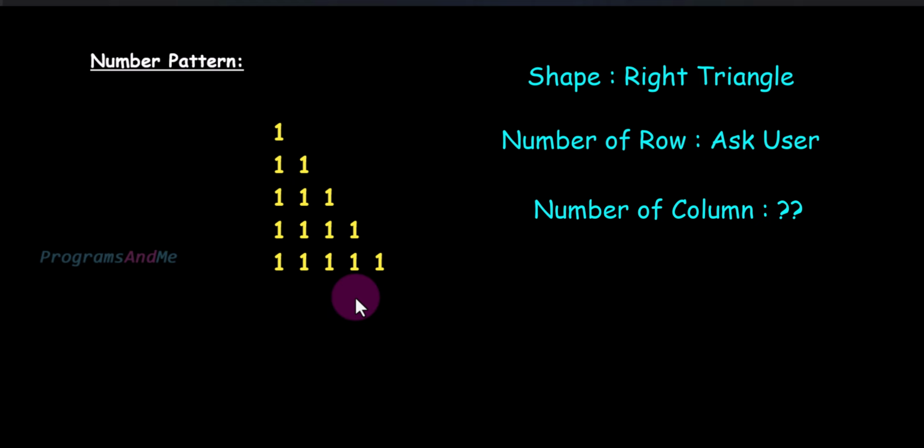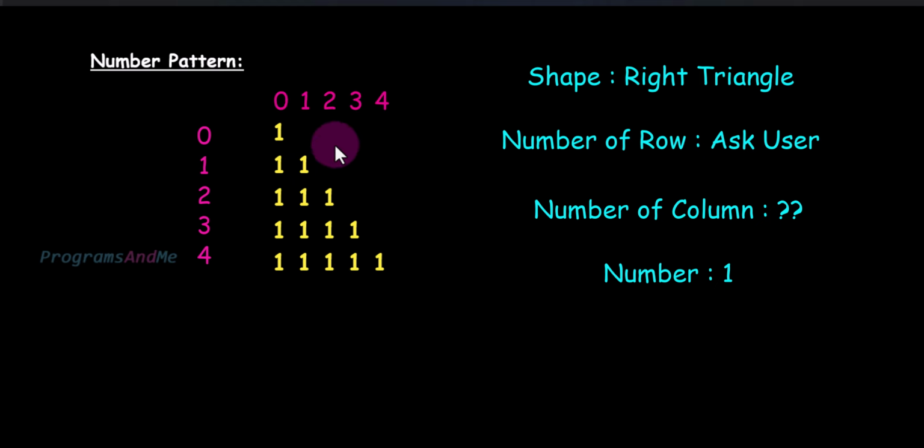We'll use a formula. Alright, the next number we want to print is 1. In every row and column, we want to print 1. Here in this number pattern, we'll print numbers like this. Here we'll take the row number from 0. So this is row 0, row 1, row 2, row 3, row 4. And this is column 0, column 1, column 2, column 3, column 4.